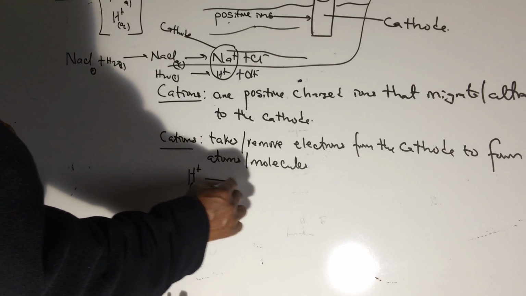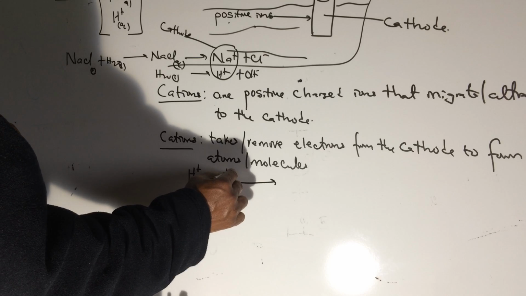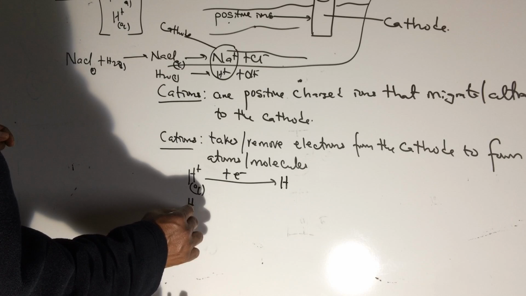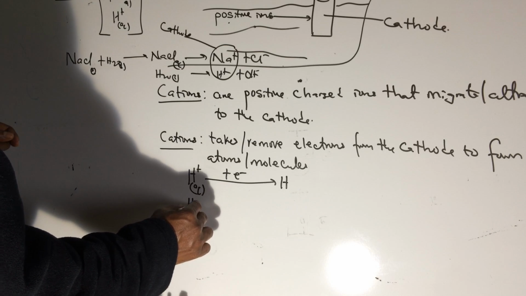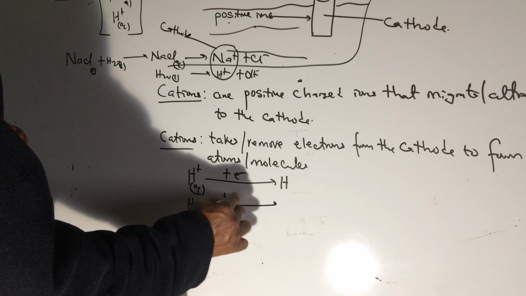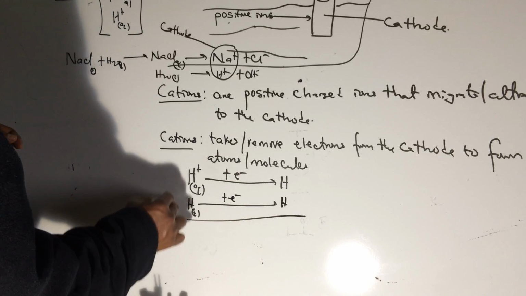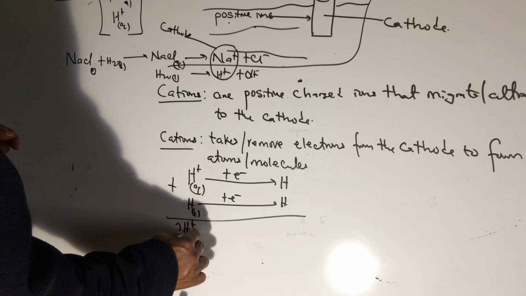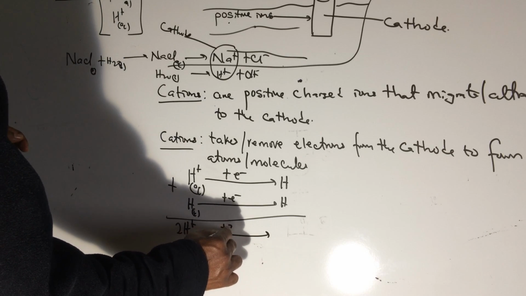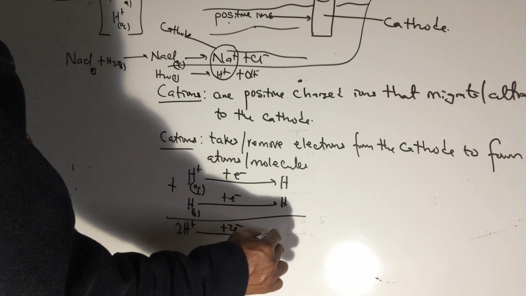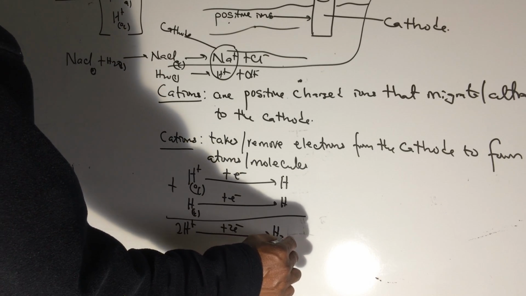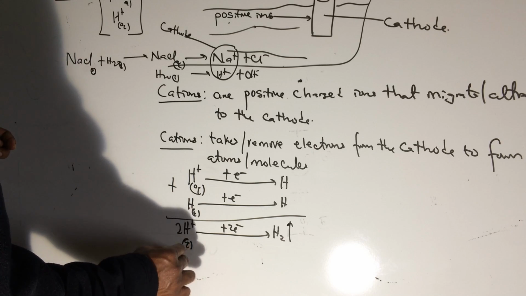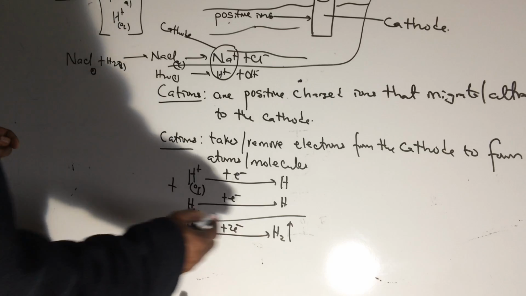The hydrogen ion plus an electron gives a hydrogen atom. You can see this is the cathode half-cell equation. Atom plus atom will now come together as a molecule. That's the bubble. And this is aqueous ions. So the hydrogen ion is now discharged.